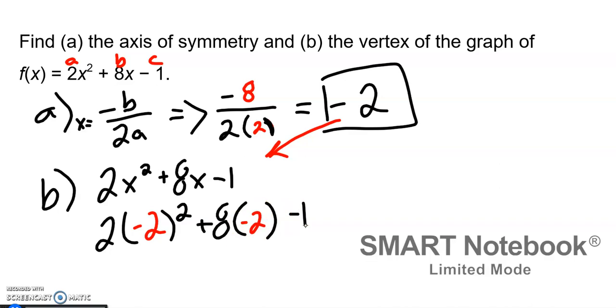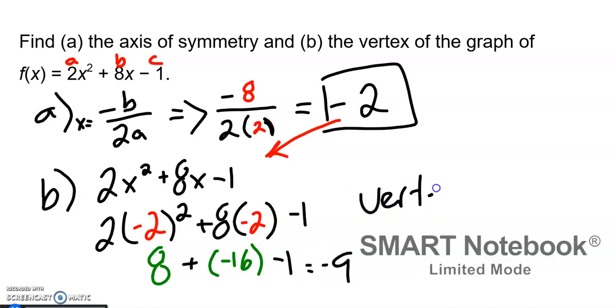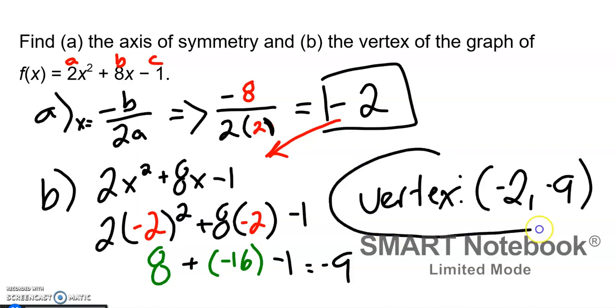Well, negative 2 squared is 4, so 2 times 4 is going to be 8. We have 8 times negative 2, which is negative 16, minus 1. So all in all, we get 8 minus 16, which is negative 8, negative 8 minus 1, which is equal to negative 9. So my vertex is going to be negative 2, comma, negative 9. That's our final answer for B.